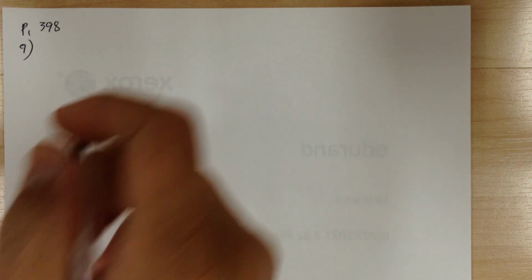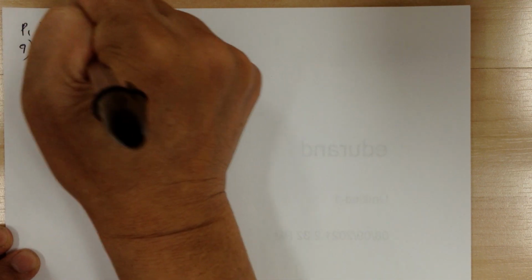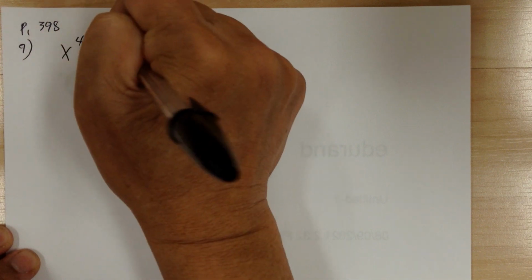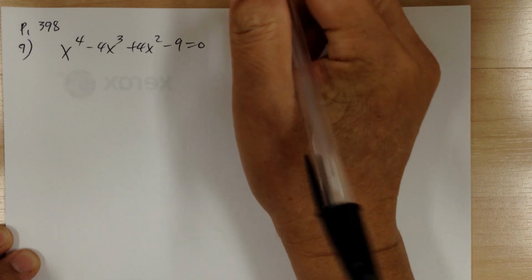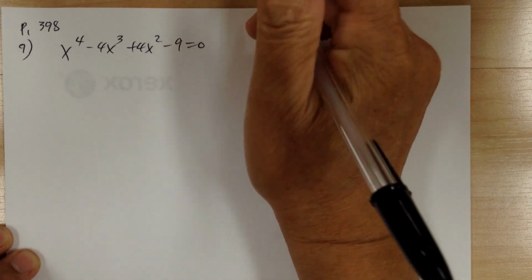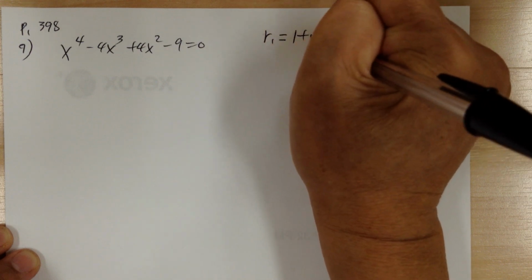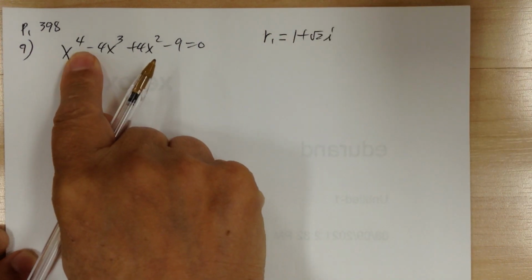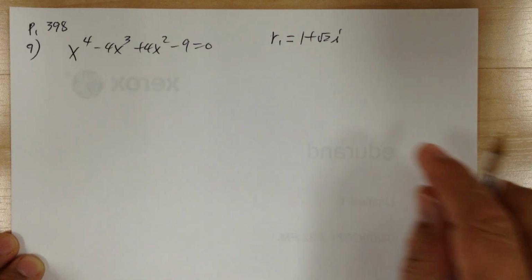Okay, number 9. You want to solve x to the 4 minus 4x to the 3 plus 4x squared minus 9 equal to 0. And they give you one of the roots, that r1 equals 1 plus square root of 2 i. Now this is the fourth power, so you're going to get four answers.